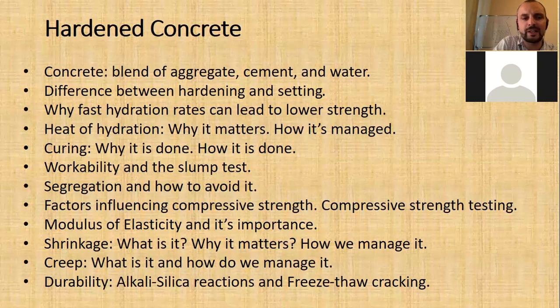We also talked about other problems that you can find with hardened concrete. We talked about alkali silica reactions, not very common in Kurdistan, but freeze-thaw reactions or cracking, that's something that's a big problem in Kurdistan. And we'll talk more about that when we do the concrete technology module. I believe that'll be for you next semester when we get back from the summer.